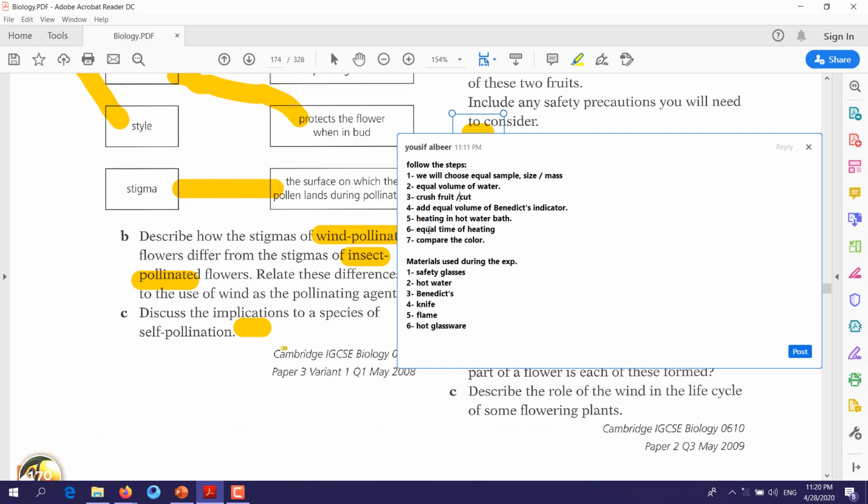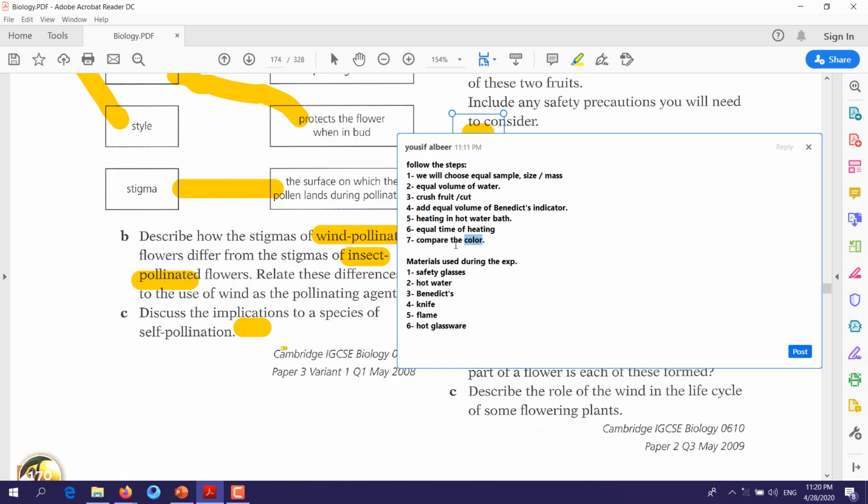Then equal time of heating for both of them. You will do this process for both of the fruits. For example, you will choose a specific size for the tomato, add water to the tomato, crush the tomato, add Benedict's to the tomato, and put all of these materials in a hot water bath. You will do these steps for both the tomato and the apple at the same time. Then at the end, you will see the color change.